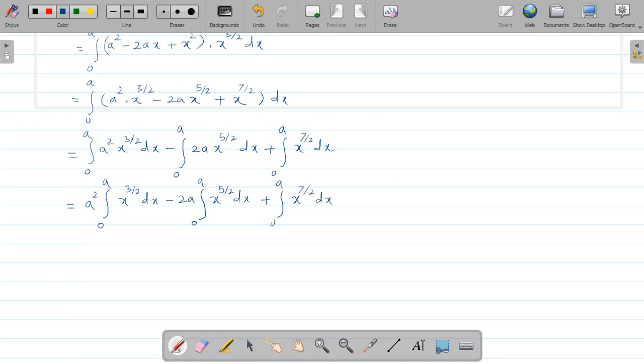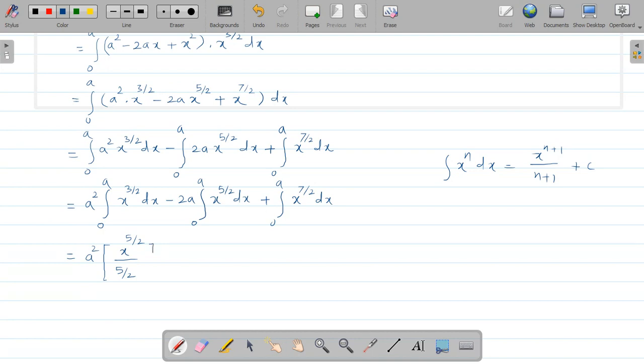Now to evaluate the integration of x^(3/2), x^(5/2), x^(7/2), you have to use the rule that the integration of x^n dx is equal to x^(n+1) upon n+1. So everywhere this rule is applicable. So how will you write it now? See, this is a² as it is. Now the integration of x^(3/2) will be x^(5/2) upon 5/2, correct? x^(3/2) plus 1 means 5/2.